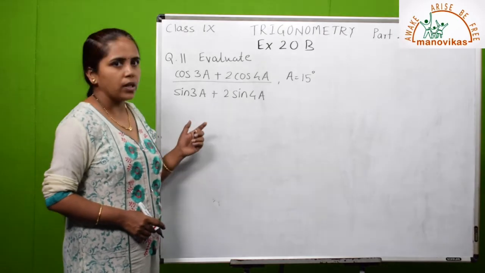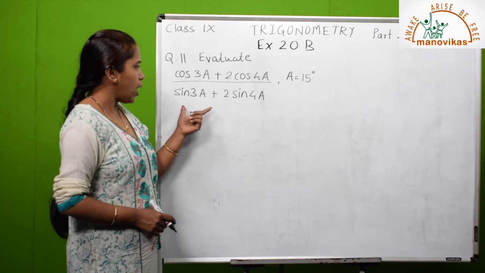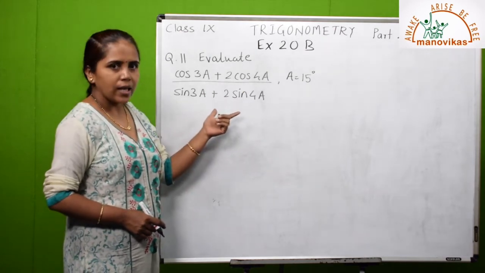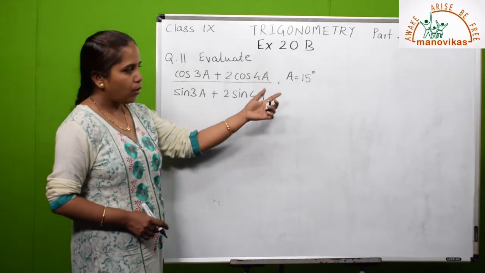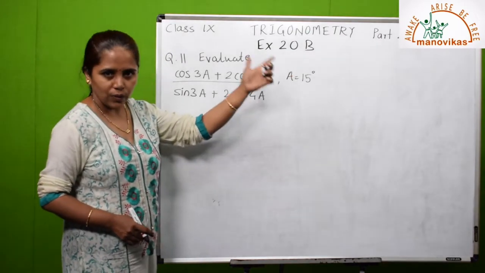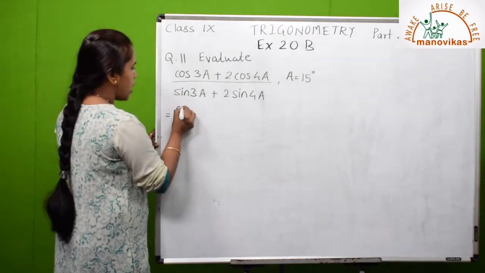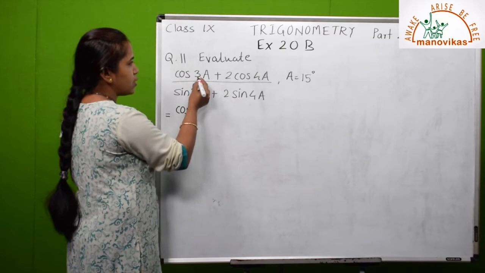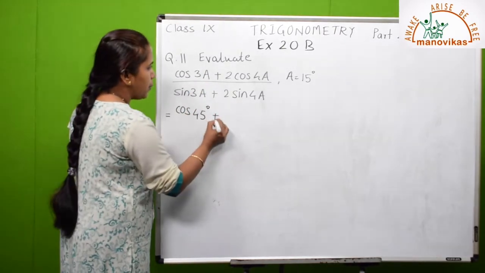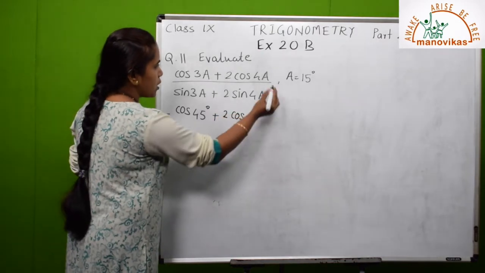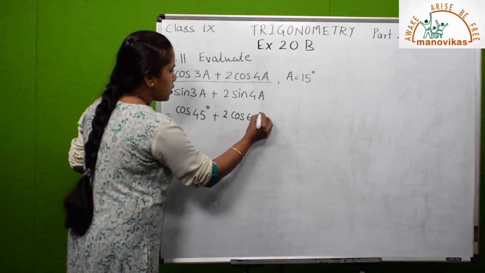Now see question number 11. Evaluate (cos 3A plus 2 cos 4A) upon (sin 3A plus 2 sin 4A) when A is equal to 15 degrees. Now again substitute A as 15 degrees. So what will be the value of this? It is equal to cos 3A. A is 15, so 3 into 15 is 45. So cos 45 plus 2 cos 4A, 4 into 15, that is cos 60 degrees.